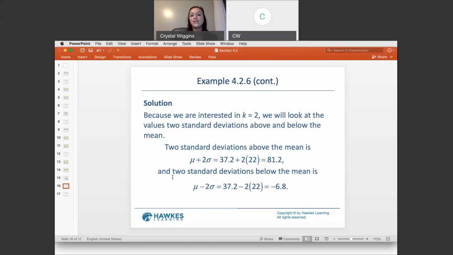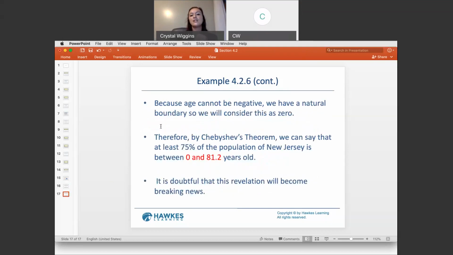And 2 standard deviations below the mean. So we take the mean of 37.2 and subtract 2 of the standard deviations. 2 times 22 gives us negative 6.8. Now, because the age cannot be negative, we have a natural boundary where we'll have to consider this as 0. Therefore, by the theorem, we can say that at least 75% of the population of New Jersey is between 0 and 81.2 years old. Where did we get 75?